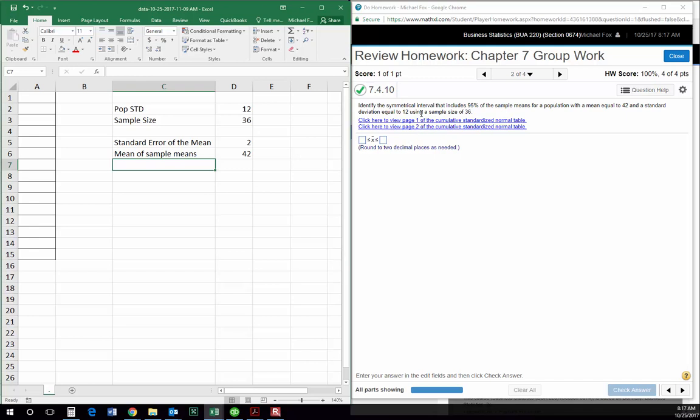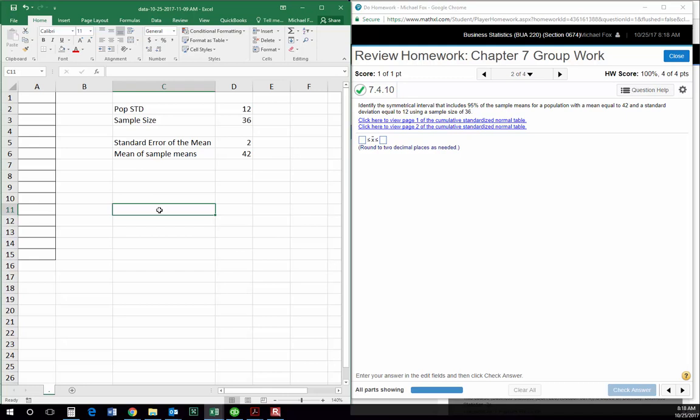So now it says to find an interval that includes 95% of the sample means, which means we're trying to find some point at which a bell curve is going to contain 95% of all values within it, which really means, if you think about it, that 2.5% off of the upper limit and 2.5% off of the lower limit would leave 95% of all available probabilities in the middle. I know that's a little bit confusing. So we have to find the point at which this is true.